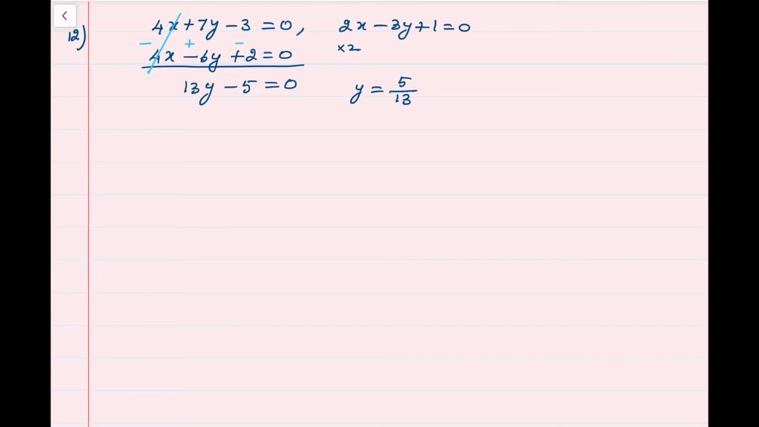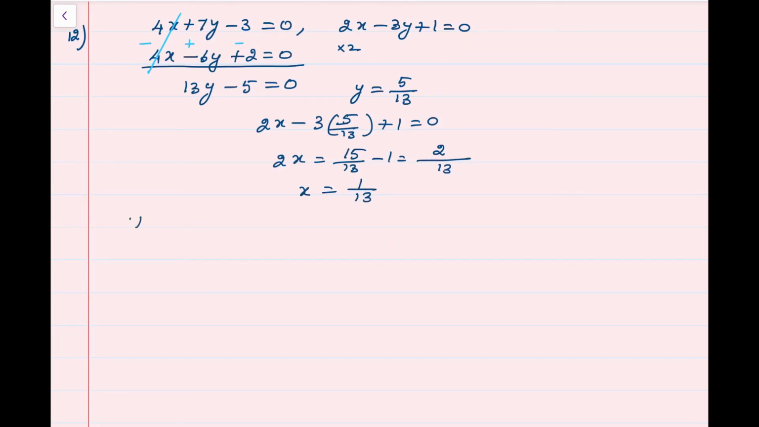Let us substitute in the second equation. 2x - 3y + 1 is 0. 2x is 15 over 13 minus 1. 13 is the LCM. 15 minus 13 is 2. Therefore, x is 1 divided by 13. We will write the point of intersection: 1 divided by 13, 5 divided by 13.